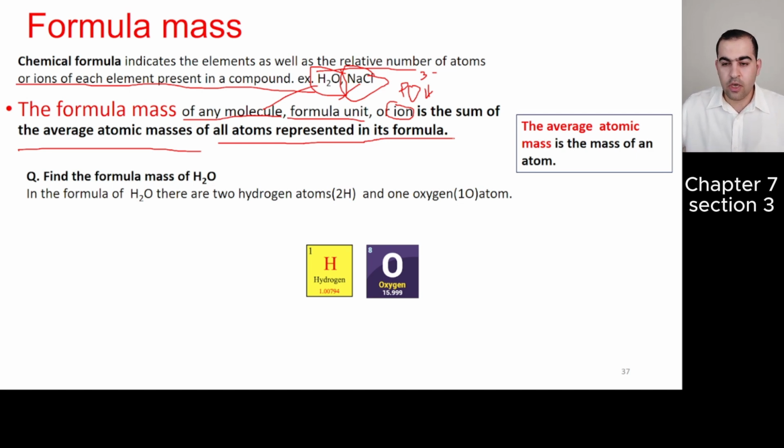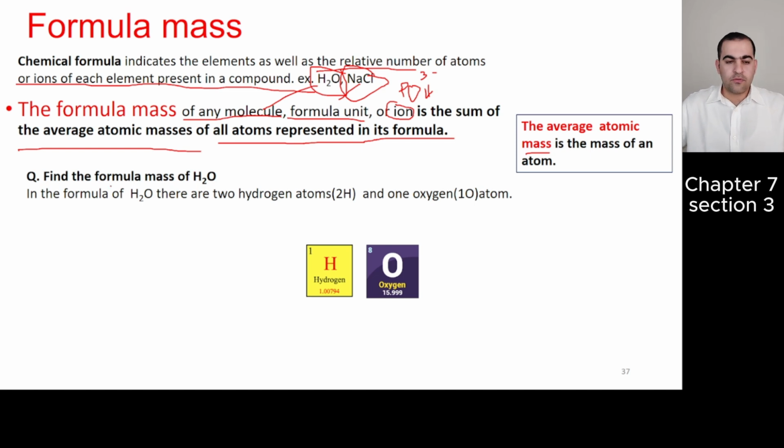That's very easy. We learned the average atomic mass, or most of the time we just say atomic mass. Atomic mass is the mass of one single atom of an element. This actually is the average. We learned that this means the average atomic mass of all isotopes of an element. So here we just call it atomic mass.